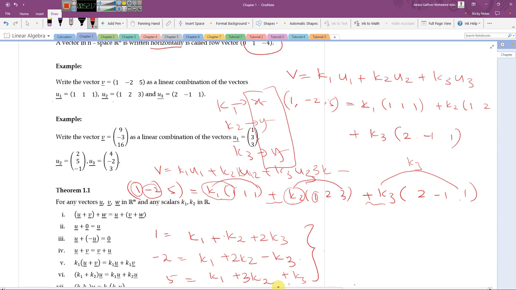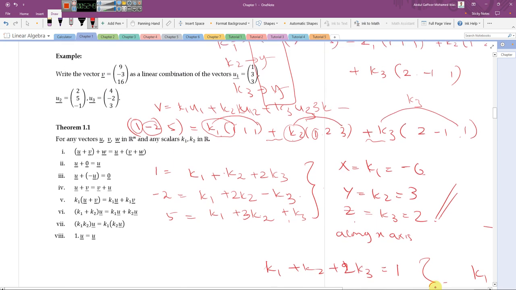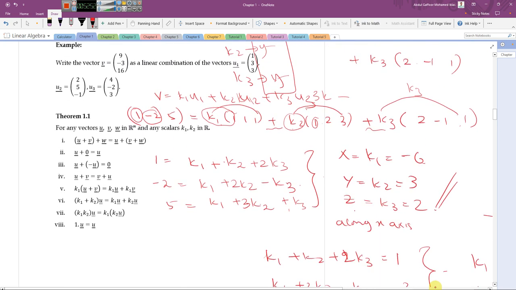Okay, so x is equal to k1, which is equal to minus 6, y is equal to k2, which is equal to 3, and z is equal to k3, which, if you press the equals button again, will be 2. So these are the answers. Now we will move to the second one. Write the vector v, this question, right? This question.